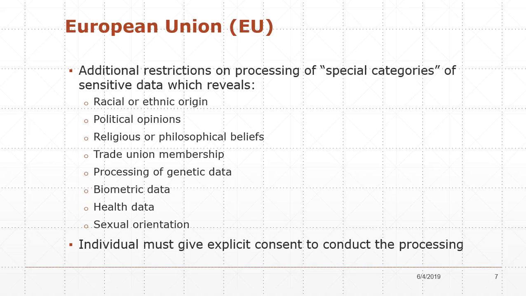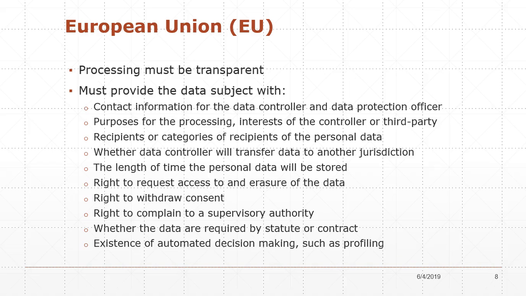There are additional restrictions on the processing of special categories of sensitive data, which reveals either a racial or ethnic origin, political opinions, religious or philosophical beliefs, trade union membership, processing of genetic data, biometric data, health data, and sexual orientation. So you notice here they have included processing of genetic data, which I posed the question in the last unit about the biometric data being collected and being referenced in the Illinois biometric law. The individual must give explicit consent to conduct the processing.